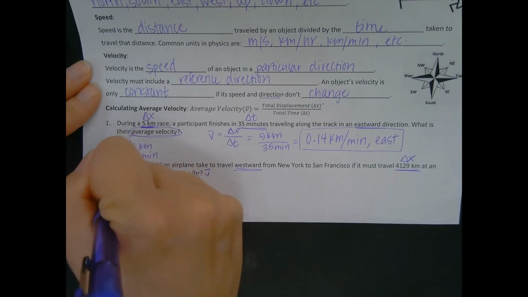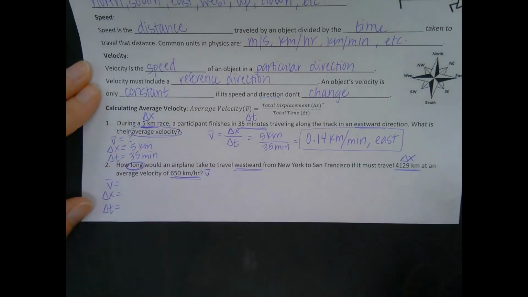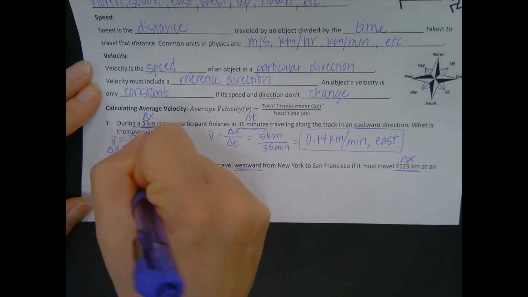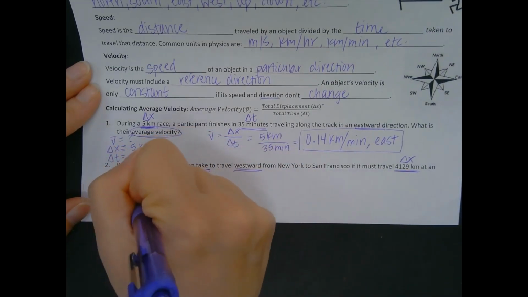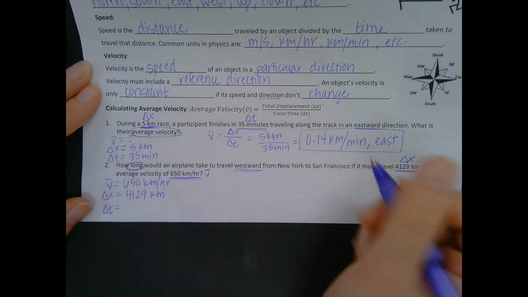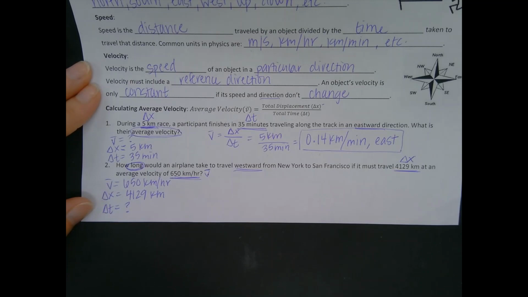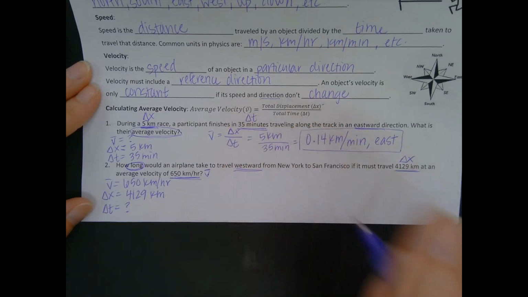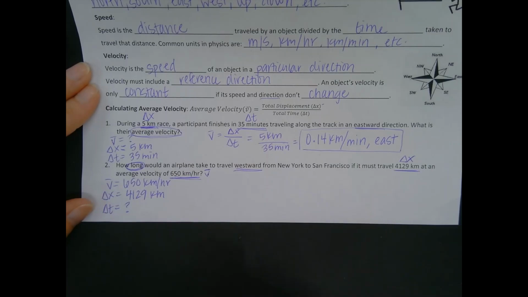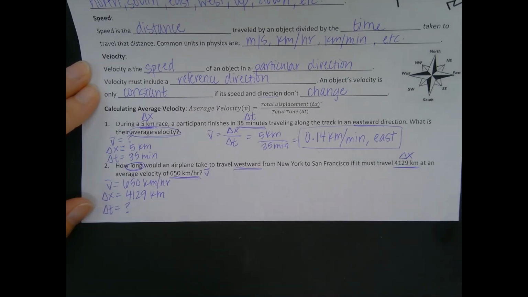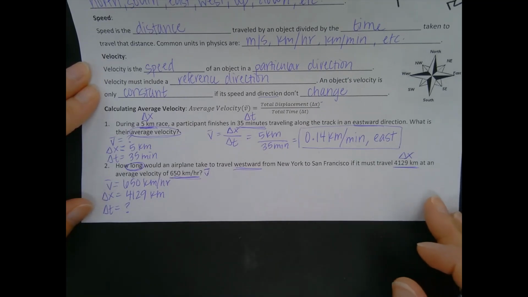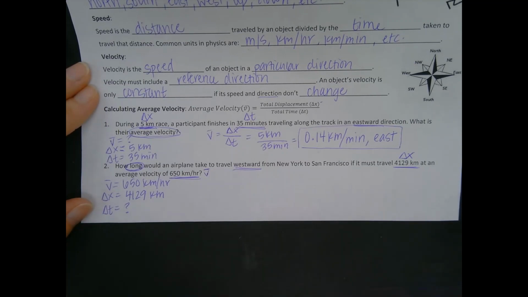So v equals delta x over delta t. Let's fill them all in. This just helps keep track of all of your variables for this equation. So 650 kilometers per hour. My change in position is 4,129 kilometers, and my delta t is what I'm looking for. Okay, so there's a few ways that you can do this. You can rearrange the equation and then plug it in. You can plug it in and then solve. I'm going to rearrange the equation in the way that I always tell students to rearrange it because it will consistently get you the correct answer. So it might take a couple more steps, but you know you're going to set it up correctly.